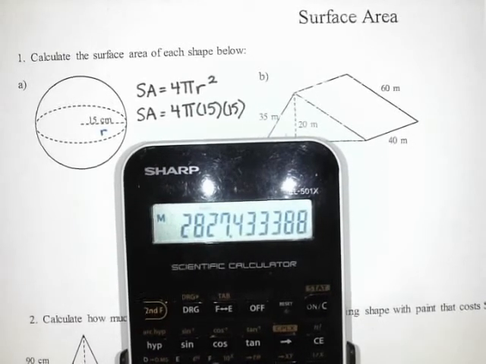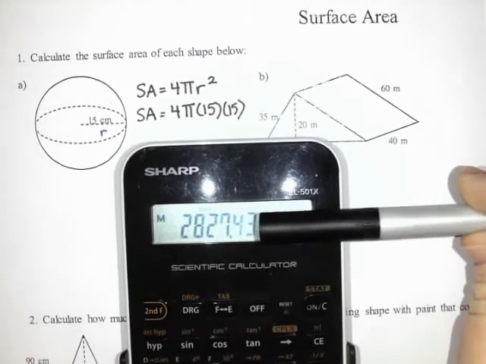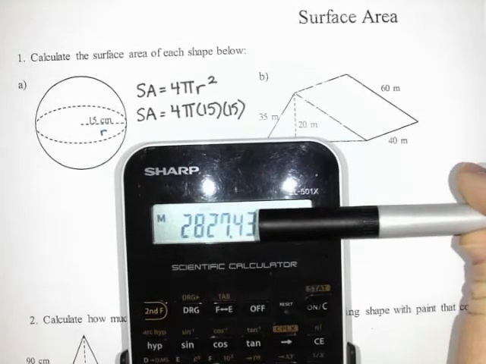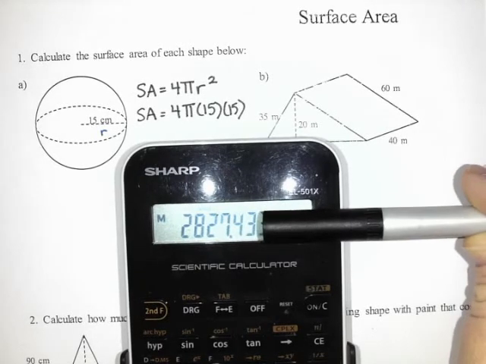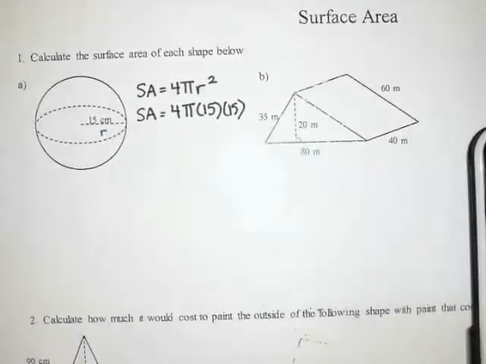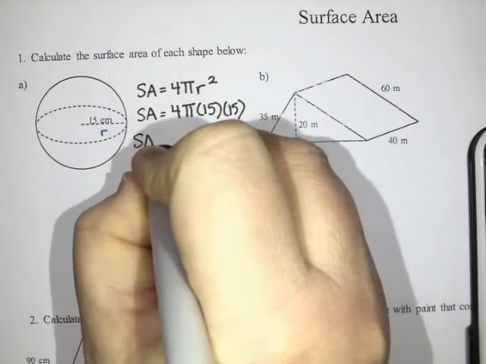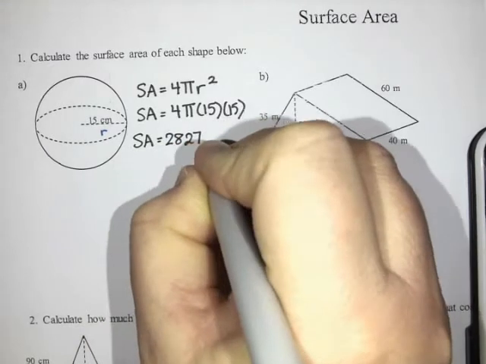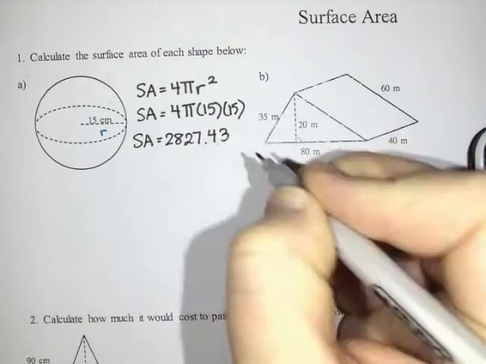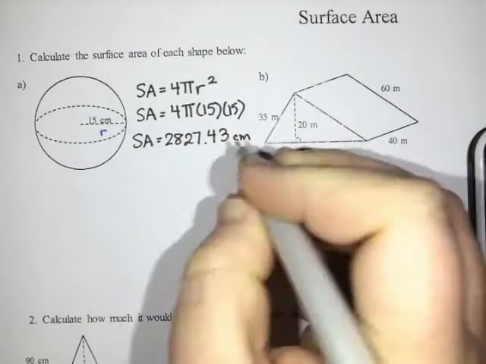So I get 2,827.43. The next digit is a 3, which means we're going to leave it as 0.43. So it is 2,827.43 centimeters.